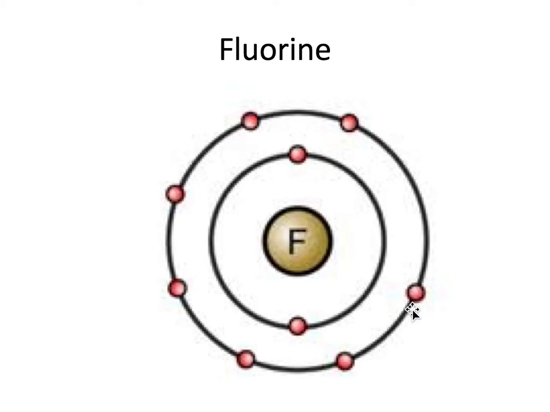The second example is fluorine. Fluorine has 1, 2, 3, 4, 5, 6, 7 electrons in its outer shell. So fluorine just needs 1 more to have a perfectly filled outer shell. Fluorine is going to be looking to form a partnership so that it can get just 1 more electron and fill its outer shell.